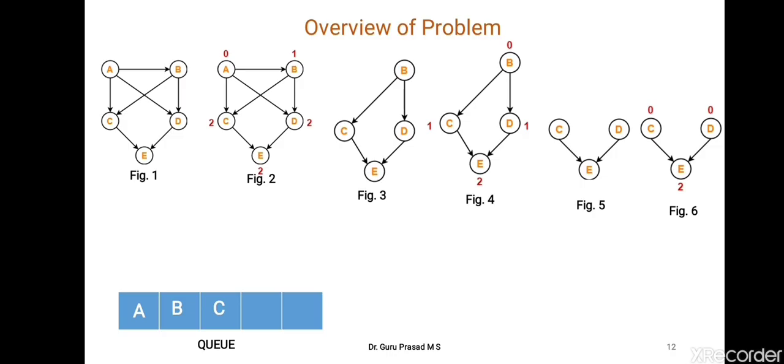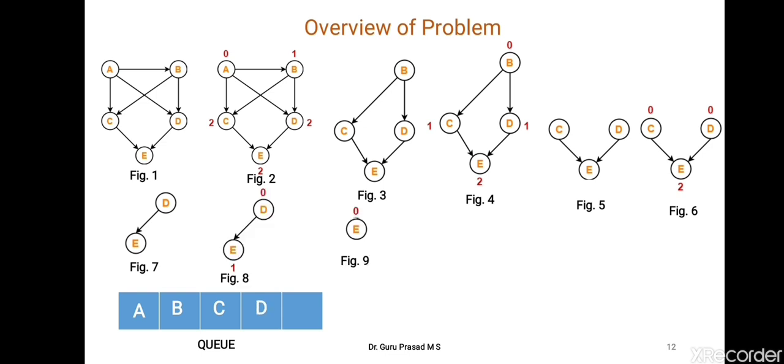Next, figure 7 is the graph after removing the vertex C and its associated edges. Next, calculate the in degree of the graph shown in figure 7. D value is 0, E value is 1. Next I am selecting the vertex with in degree 0. Now the vertex D in degree is 0, I am selecting that vertex, removing that vertex from the graph and adding that vertex into Q.